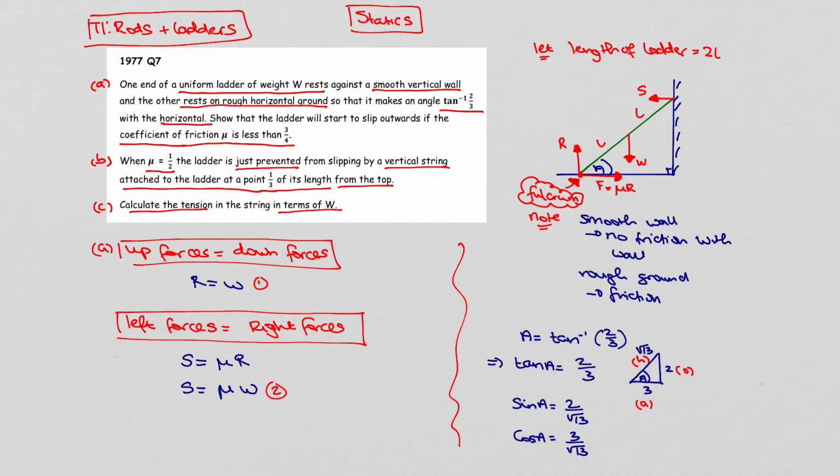Okay, so if we're looking at B then, we have to draw a new diagram because we're going to have a vertical string attached to the ladder at a point 1/3 of its length from the top. So if we mark in our forces, again we have our normal reaction where the ladder is in contact with the wall and the ground. We have the weight, which will be through the centre of gravity, so that's going to be L and L for the ladder. The angle it's making with respect to the ground is A.